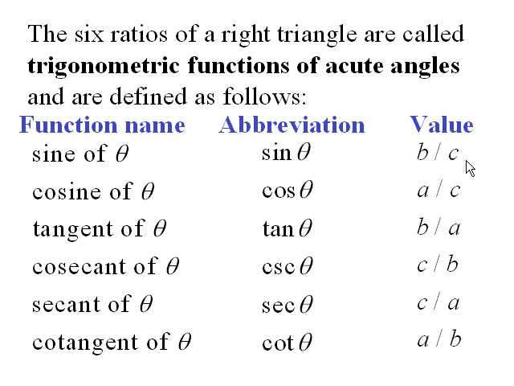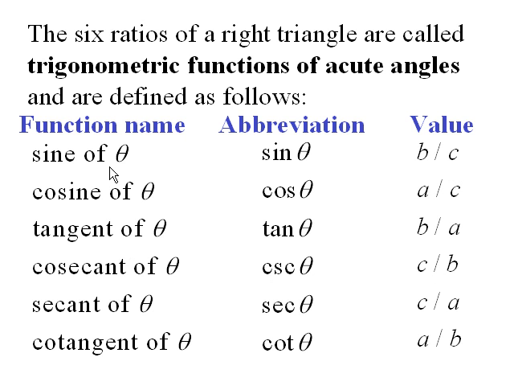Sine, opposite over hypotenuse. Cosine, adjacent over hypotenuse. Tangent, opposite over adjacent. And then the other 3 trig functions, cotangent, secant, and cosecant, are given in terms of reciprocals of values we found already. B over C is the reciprocal of C over B.